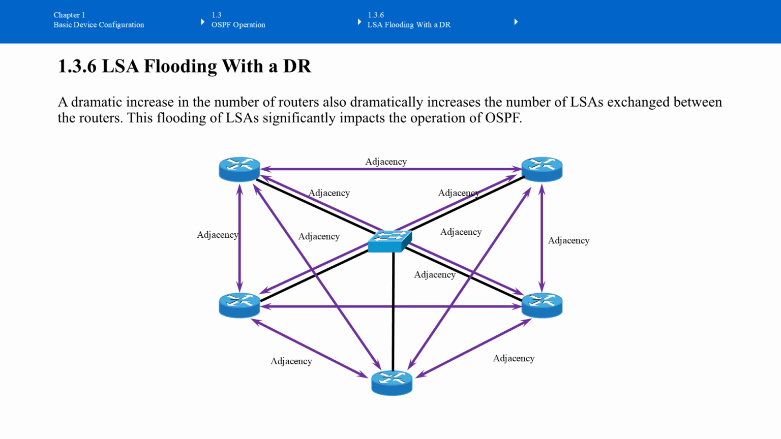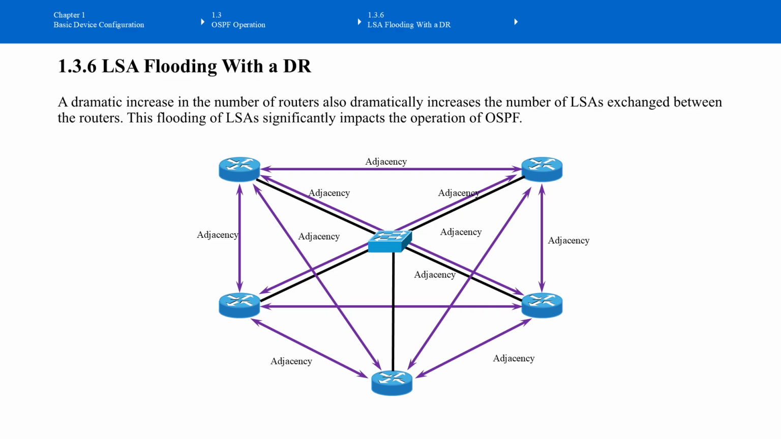This figure shows 5 OSPF routers connected to the same Ethernet network without the designated router. Notice the large number of the purple arrows. These arrows represent the exchange of the link state advertisements between the routers. Because every router has a full adjacency with every other router, each LSA must be sent to every neighboring router.